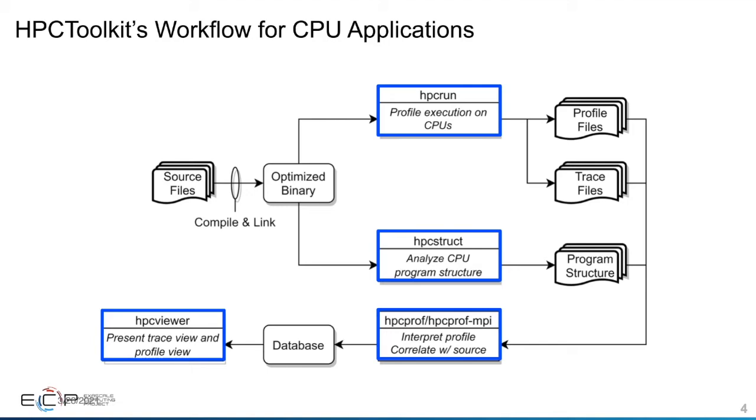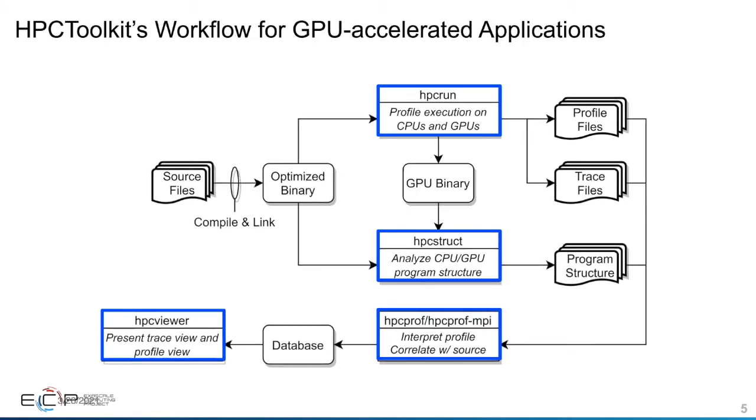To adapt this for GPU accelerated applications, we only made a simple change. We're using the same 4 key utilities, and the only change is that GPU binaries are recorded as an application executes. So if as an application executes, the application JIT compiles a GPU binary to tailor it for the GPU device that it's using, then we record the binary that was generated on the fly.